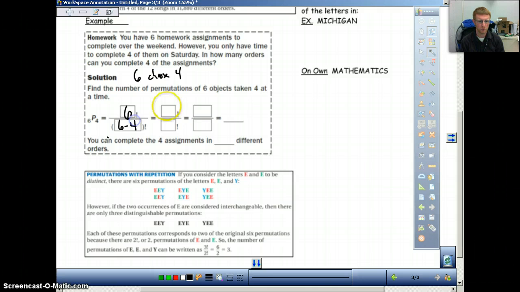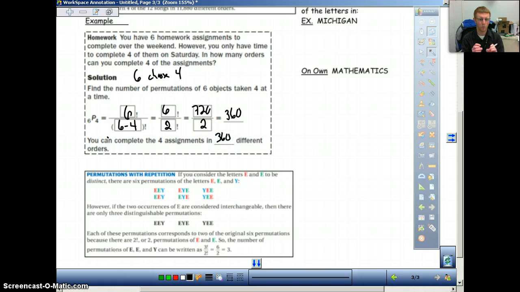So we have 6 factorial over 2 factorial, and 6 factorial on top is 720, and 2 factorial is 2. You divide that, you get 360. Okay? So that means that you can complete the 4 assignments in 360 different orders.